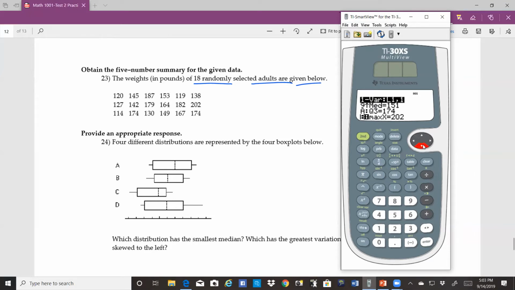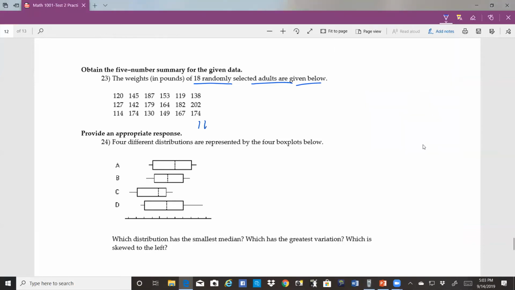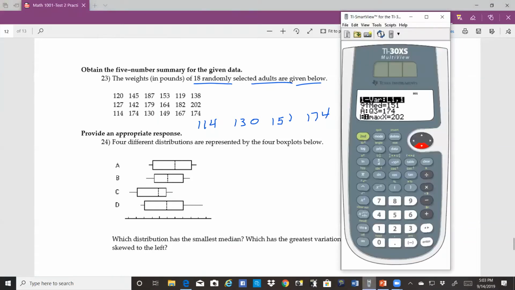and the max is 202. So the five number summary: 114, 130, 151, 174, and the last one was 202.